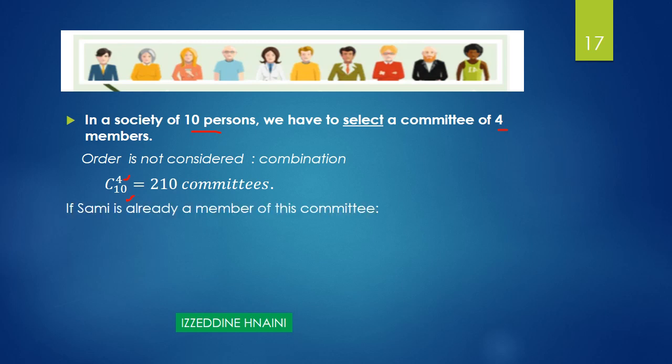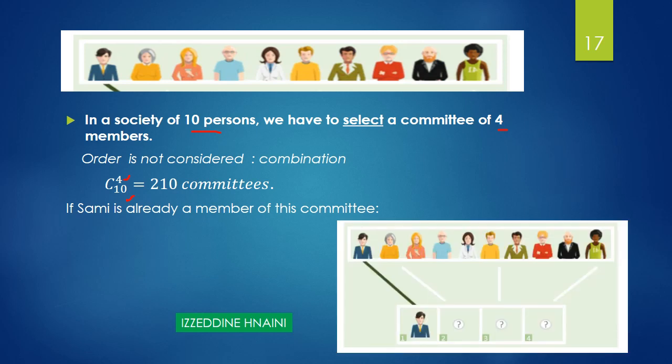Suppose that we have a condition that Sami must be a member of this committee. So now we are choosing 3 out of 9. C11 means that to choose Sami, we have 1 possibility out of 1. Times here, we still have 3 members out of 9. So times C39, which is equal to 84 committees.